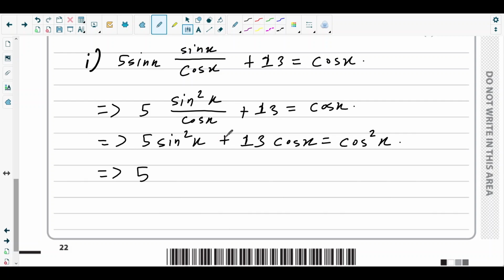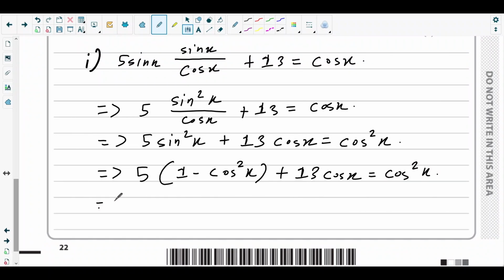Why am I doing this? Because we need to represent the given trigonometric equation in terms of a single trigonometric ratio. For that, I'm converting sin squared x to cos squared x, keeping cos squared x on the right hand side. Now multiply the bracket: 5 times 1, and then 5 times negative cos squared x. So this is negative 5 cos squared x plus 13 cos x, and cos squared x on the right side remains positive.